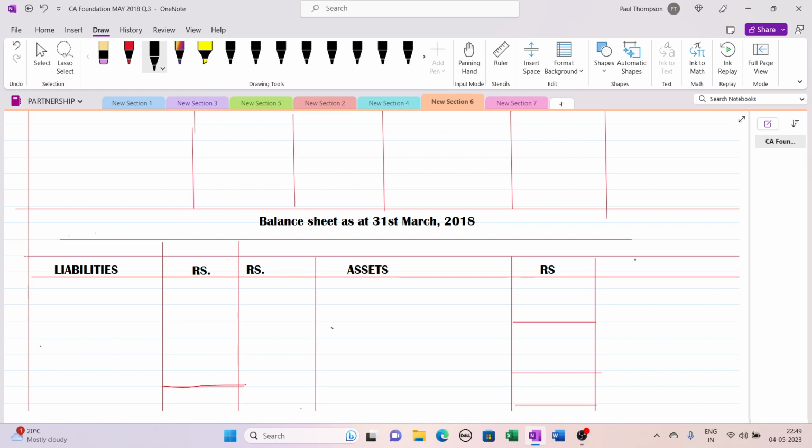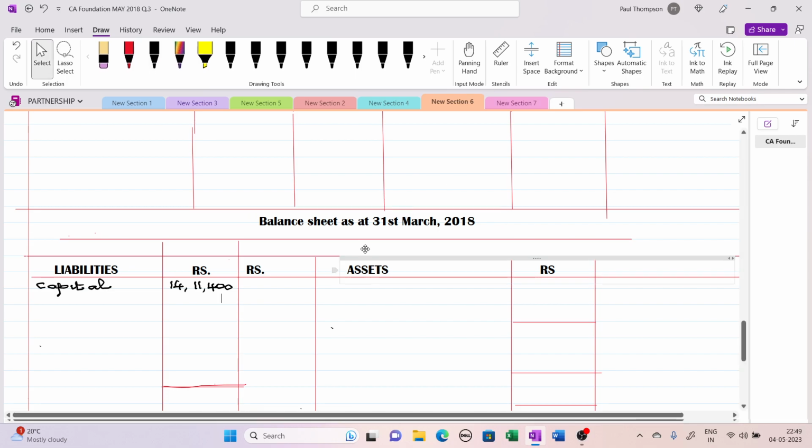First item they have given capital account 14 lakh 11,400. So we have to write it here, capital in the liability side. Capital is 14 lakh 11,400. Okay, because there are some items, drawings, to be adjusted, so I have written it in the inner column. Next item they have given purchases.